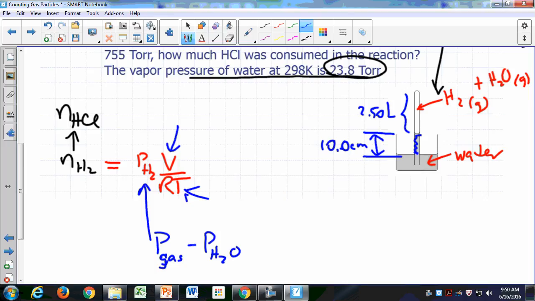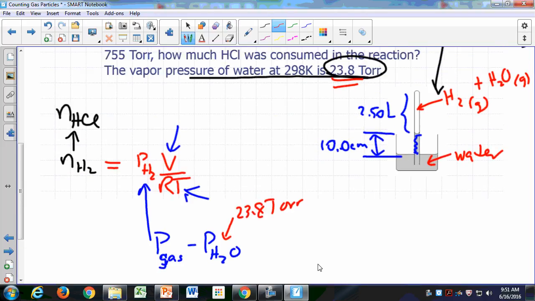Why? Because your gas is wet. It's not just H2. So partial pressure of H2 plus partial pressure of water should add up to the pressure of the gas. So if you want just the partial pressure of H2, you have to subtract the vapor pressure of water from that of the gas. The vapor pressure of water is known. This is 23.8 torr. Do we know the pressure of the gas?